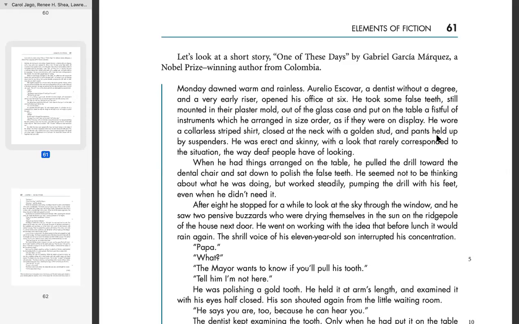For example, what is the day? What the day looks like, and then it is warm, it is rainless, right? And then what is the character like? He has a name, Aurelio Escobar. His profession is he's a dentist, but doesn't carry a degree, right? And then he is at his clinic, because he's arranging all those instruments on his table. And then he is erect, he is skinny. So what kind of dress is he wearing? So technically, what would you call this kind of paragraph? Exposition. Yes. Introductory. Technically we can use the expression exposition for this paragraph. All right, yes, please go ahead to the second paragraph.